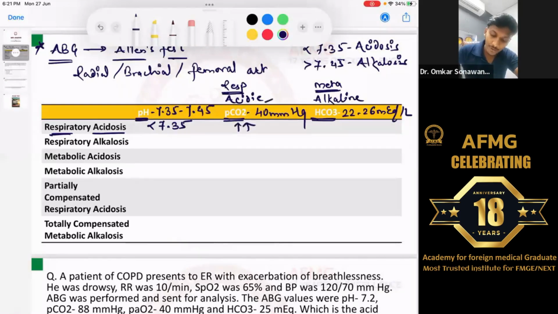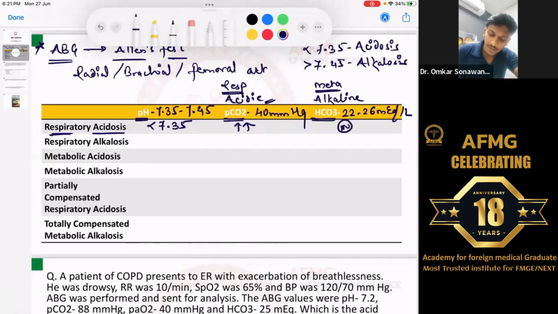Why? As I told you, because PCO2 is acidic in nature. So only if the CO2 values rise will the patient have acidosis, right? So please remember, if the patient is suffering from respiratory acidosis, definitely the PCO2 value should rise. It would be more than 40 mm of Hg, whereas here the bicarbonate values would be normal.